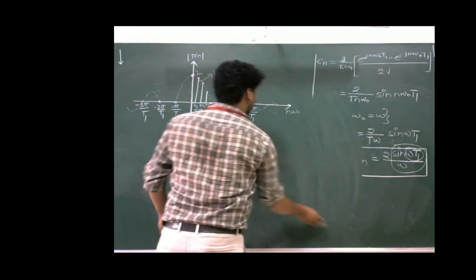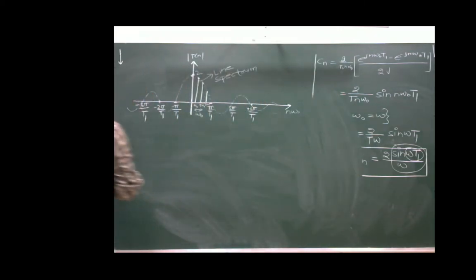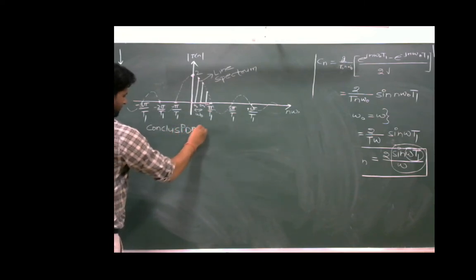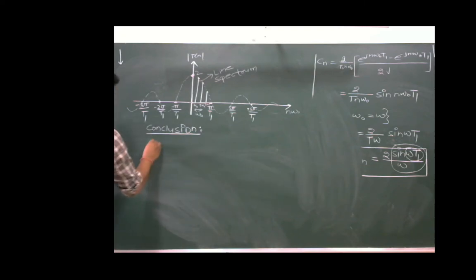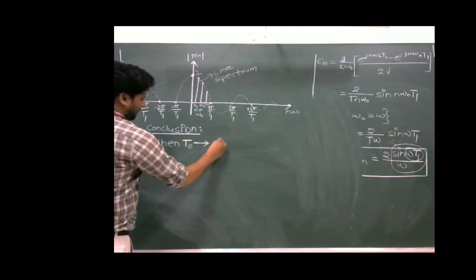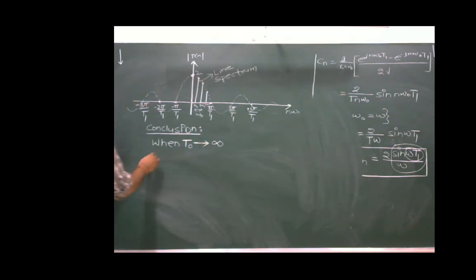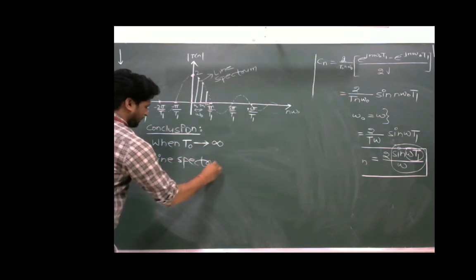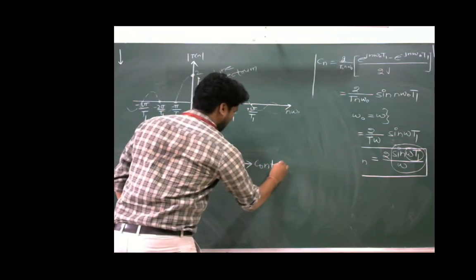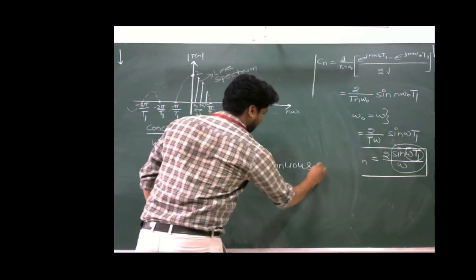this is the conclusion, or we can say a summary of the previous few minutes: when the fundamental period of the signal T naught tends to infinity, then a discrete spectrum, or line spectrum, is converted into a continuous spectrum.